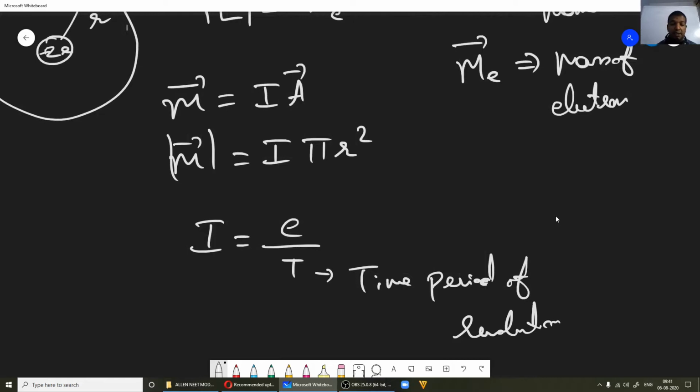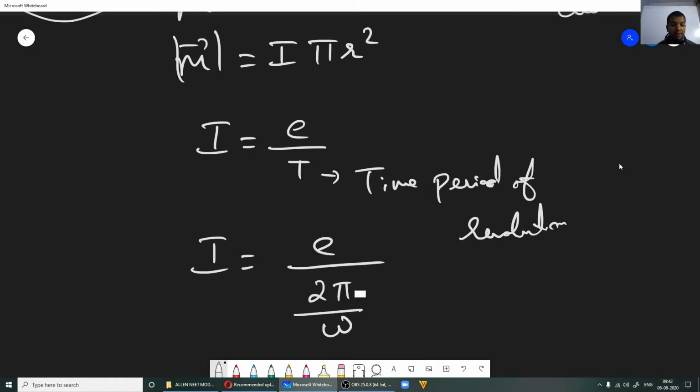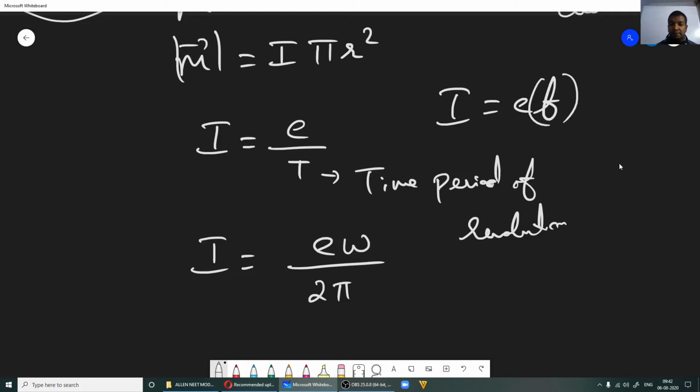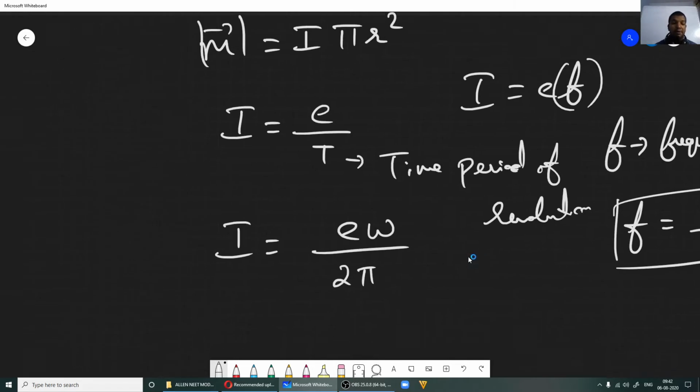So what we get here is e by T. We can substitute T as 2 pi by omega. Now this omega will go to the numerator, so you get I is equal to e omega divided by 2 pi. You can also write I as e f, where f is the frequency, that is the number of revolutions per second. As you all know, f is inversely proportional to the time period. Now let us put this value here.